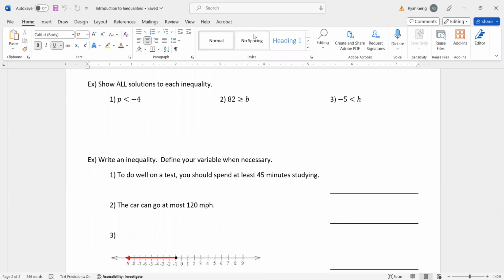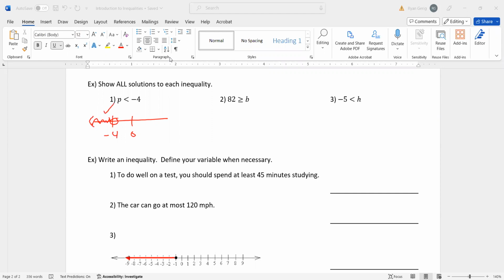Show all solutions to each inequality. If you follow the shortcuts, this first one you would probably get right. Okay. Start with a number line, 0 in the middle, -4 is to the left. So -4 is over here. It's an open circle because it's a less than. And you'd think, oh, it's pointing to the left, so I'm going to shade to the left. That's the shortcut a lot of people learn. In this case, it works.